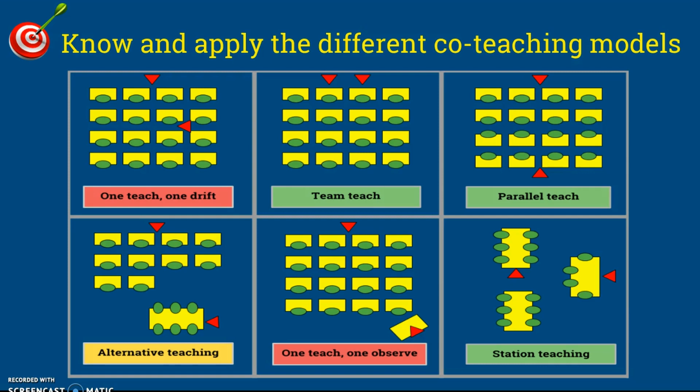These are the different co-teaching models. Take a moment to look at the names of them, the shapes in each: triangles for teachers, circles for students, squares for desks, and the room setup. Each model has a purpose.